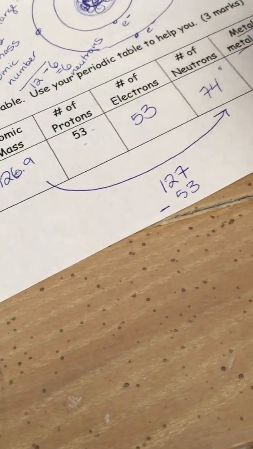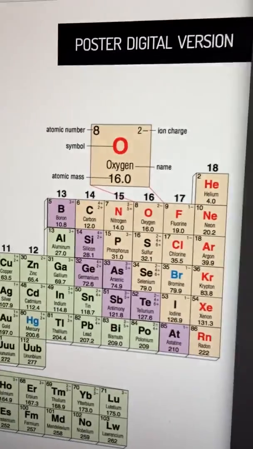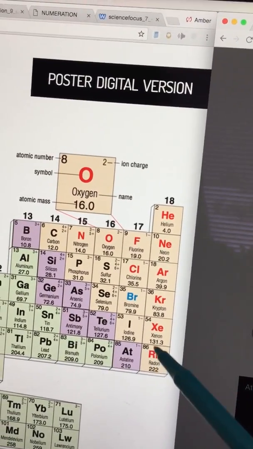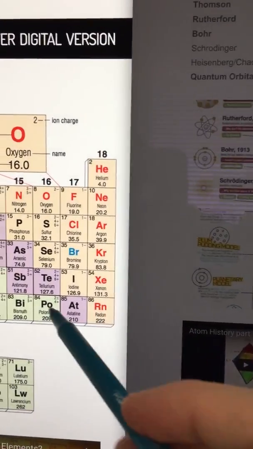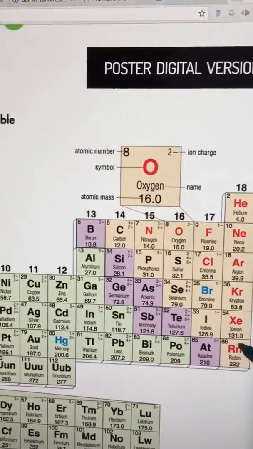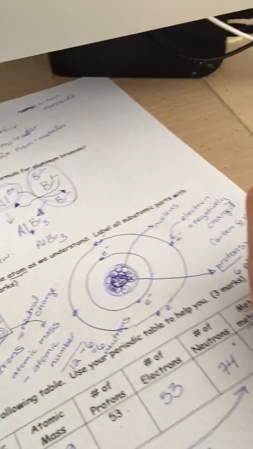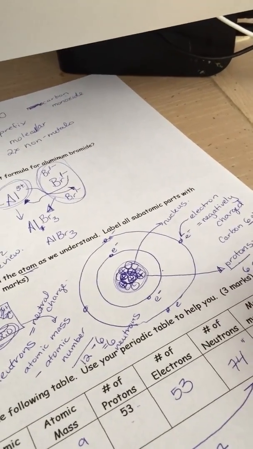Is it a metal, a non-metal, or a metalloid? Let's look. It's on this side of the periodic table in orange. So that means it's a non-metal. Iodine is a non-metal. So let's write that down. If you're being fancy and you want to tell me that it's also a halogen, great.